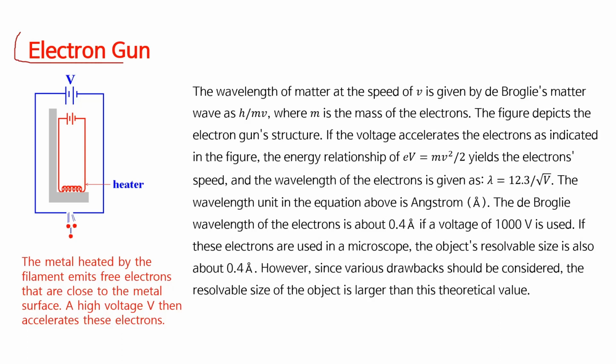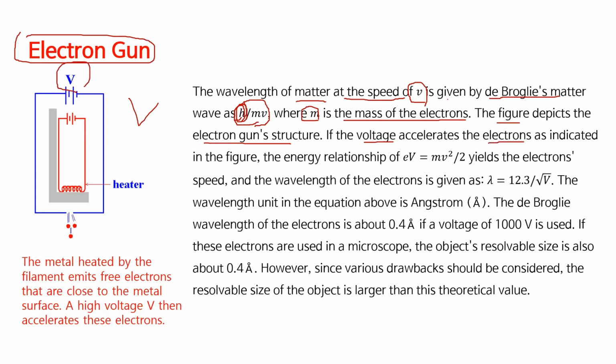Let's see the electron gun. The wavelength of matter at the speed of v is given by de Broglie's matter wave as h over mv, where m is the mass of the electrons and h is Planck's constant. The figure depicts the electron gun structure. In this figure, there is a voltage V.